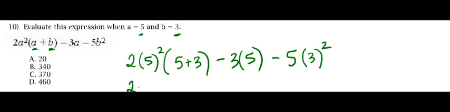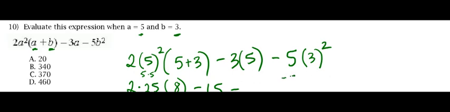So this would be 2, instead of 5 squared, that's 5 times 5. So that's 25. I'm going to take care of parentheses here too, because that's the fastest. 5 plus 3 is 8. Okay. Minus 3 times 5, well, I can do that right now, 15. Minus 5 times 3 squared. Don't take the 5 times the 3 first. Okay, you can't do that. You got to take the 3 squared first.